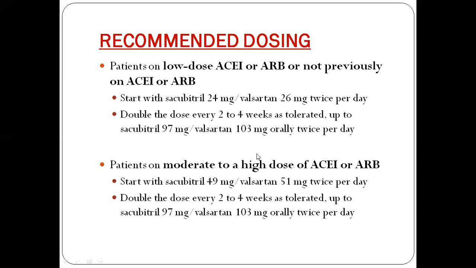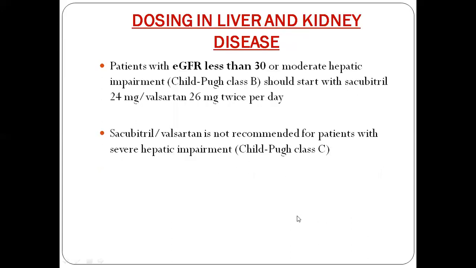If a patient was already on a moderate to high dose of ACE inhibitor or ARB, then you can start with a sacubitril-valsartan 100 mg tablet, which is 49 mg of sacubitril and valsartan 51 mg, and every 2 weeks you double the dose till your patient receives a total of sacubitril 97 mg and valsartan 103 mg twice per day.